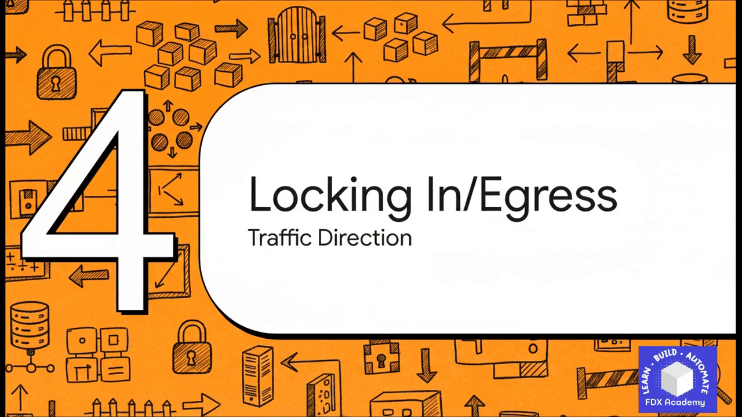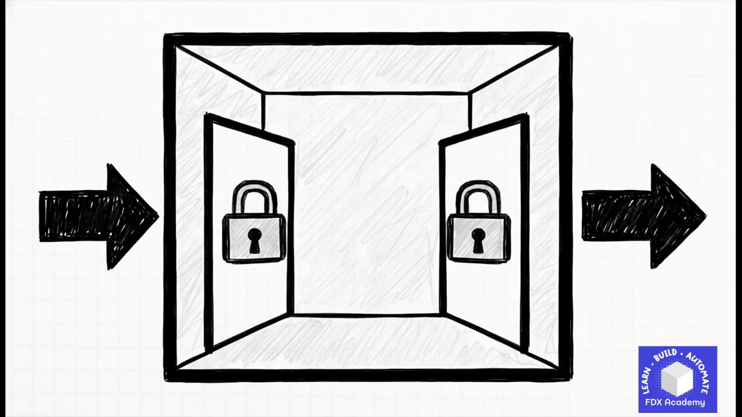Which brings us to part 4, locking ingress and egress. I want you to imagine every single pod in your cluster as a room with 2 distinct doors. You've got one door strictly for traffic coming in, that's ingress, and you have a completely separate door strictly for traffic going out, that's egress. So when we want to secure our cluster, the very first step is always to apply a default deny all policy. Think of this as instantly slamming and locking both of those doors on every single room in the building.